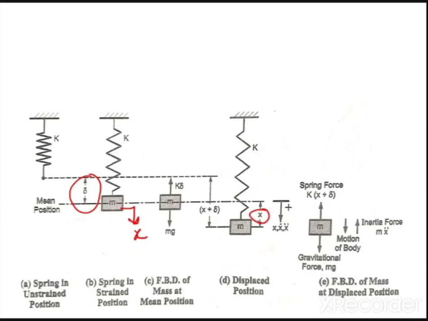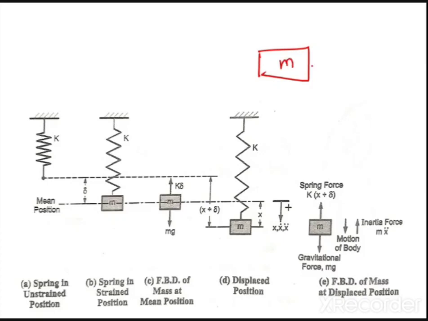Now, if x is the small displacement in the downward direction, what will be the total deflection of the spring? The initial displacement was delta. So x plus delta will be the total deflection of the spring. So obviously you have to consider the static deflection, but you can neglect the delta. Why? That I will explain later on. Now I hope you have understood this. Now let us draw the FBD.